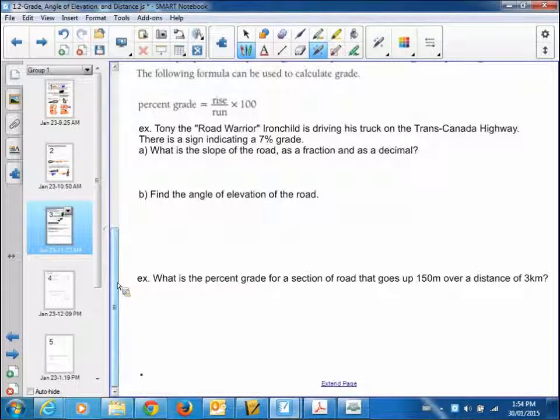Let's try this out. Tony, the road warrior, Iron Child, is driving his truck on Trans-Can. There's a sign indicating a 7% grade. What is the slope of the road as a fraction and as a decimal? Okay. What does 7% mean? Like, what is 7% out of 100? Does percent mean out of 100?